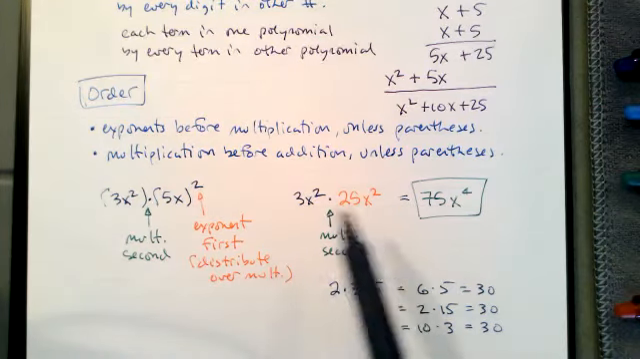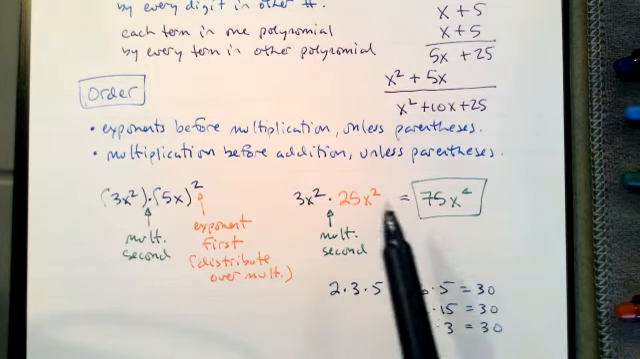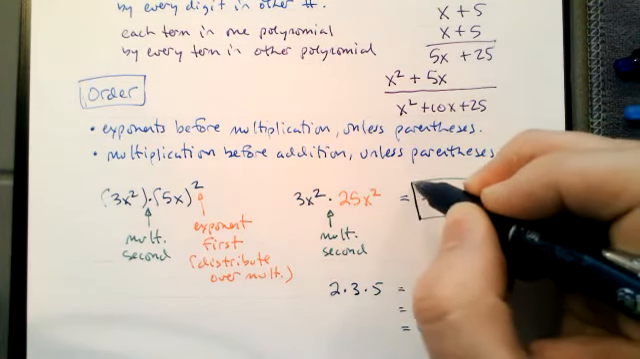X squared times x squared, I'm going to put those together because we can. X squared times x squared is x to the 4th. 75x to the 4th, until I know what x is, that's as far as it'll go. So here we are done.